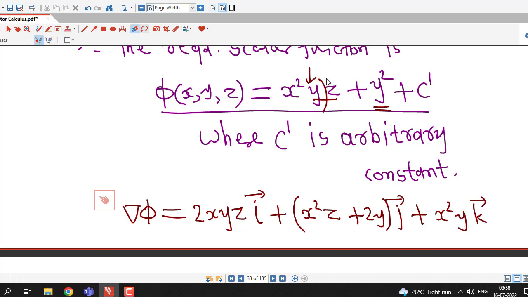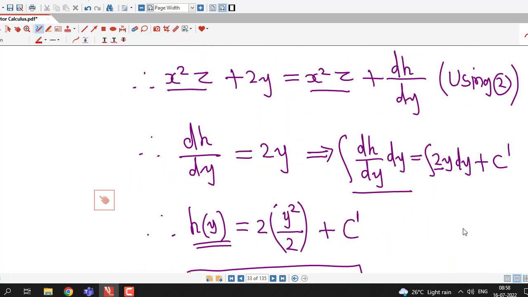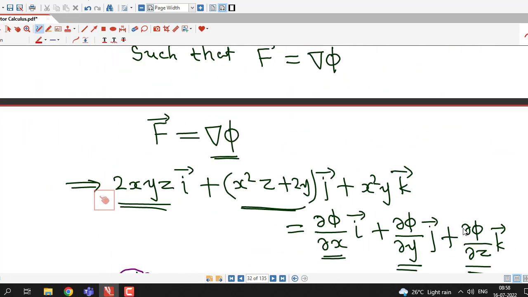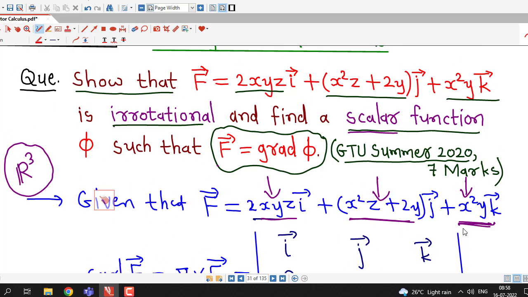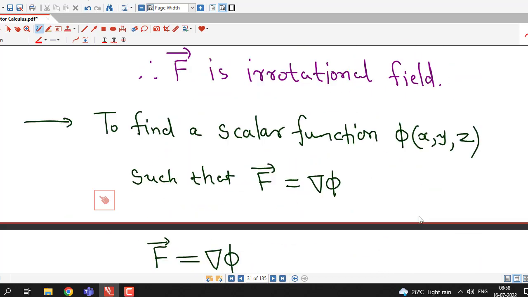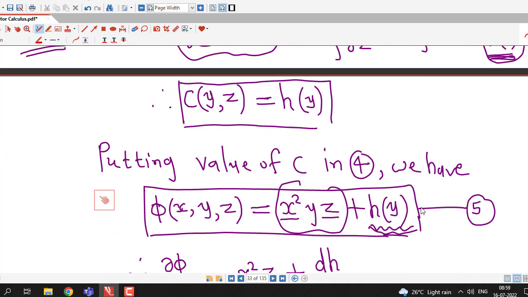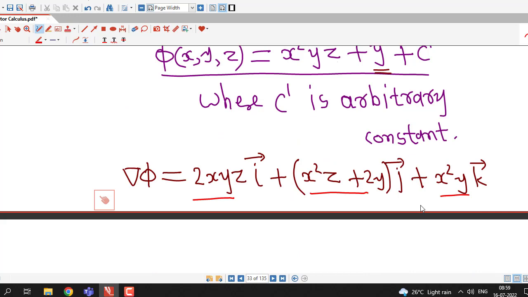So now we can check whether the gradient of phi equals the given vector field or not. And the given vector field, we have to check whether it is 2xyz, x square z plus 2y, plus x square y. So now we can check with the given vector field. It is 2xyz, x square z plus 2y, and x square into y. So we can see the gradient of this function phi is f bar. So this is the correct answer which we have obtained.